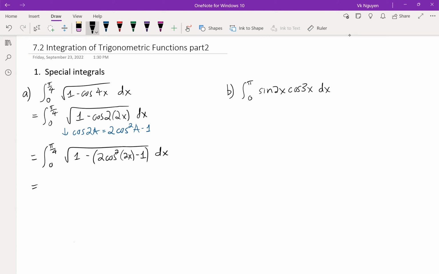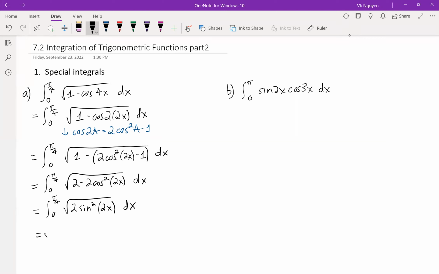So we have 2 minus 2 cosine squared 2x, the square root of 2 minus 2 cosine squared of 2x dx. Well, we can factor the number 2. And you see that we have the integral from 0 to pi/4 of the square root of 2 times (1 minus cosine squared, which is sine squared), so 2 sine squared of 2x dx.